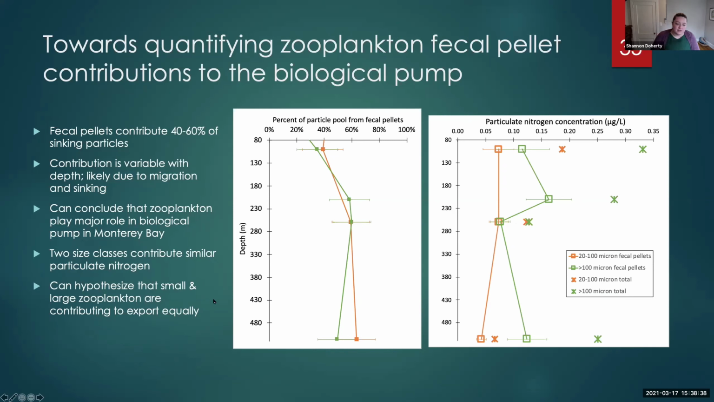So what I gather from this is I can hypothesize that small and large zooplankton are contributing to export equally here. Both smaller zooplankton in these 20 to 100 micron fecal pellets are contributing a similar total amount to these greater than 100 micron fecal pellets with depth. So this is an example of some interesting interpretations that we can take away from a study like this. And we can also apply this to our particle traps and other particle collection techniques. And in fact, this is what the other students in the lab are doing.